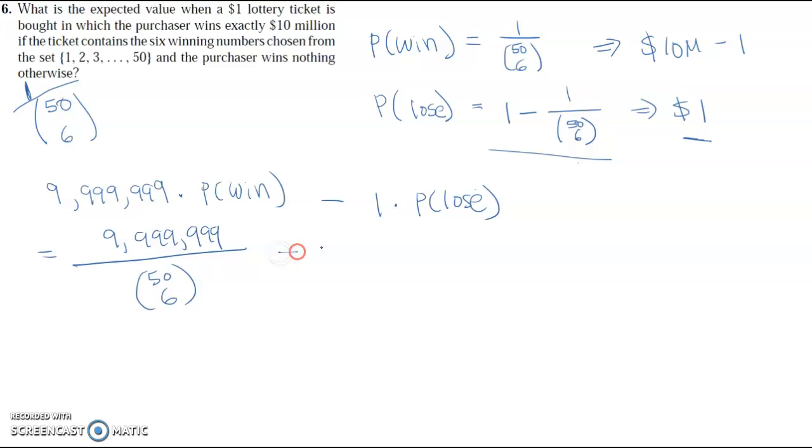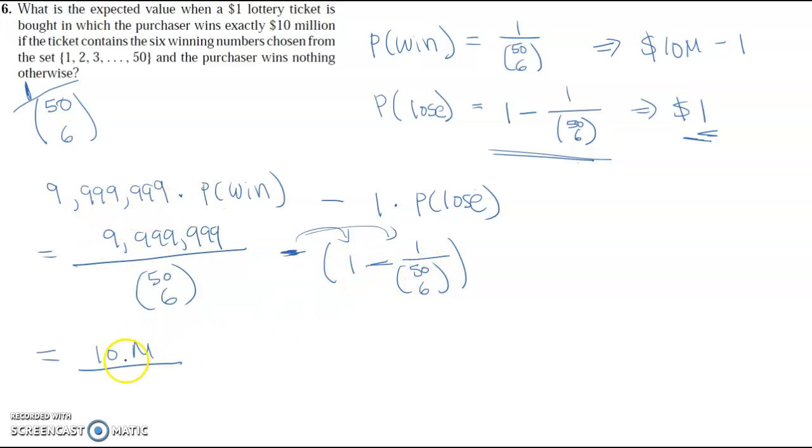Okay, minus, now this is going to be 1 times this, which is just going to be 1 minus 1 over 50 choose 6. We can use the distribution rule so that this minus sign will be distributed. So after some algebra, minus and minus becomes positive, so we have that plus 1, which will get us back to 10 million over 50 choose 6, and we still have this negative 1, so we're going to write that down.